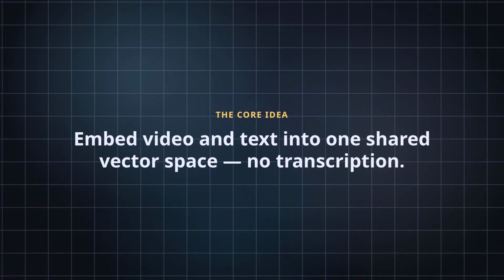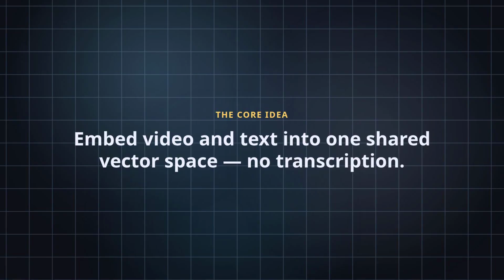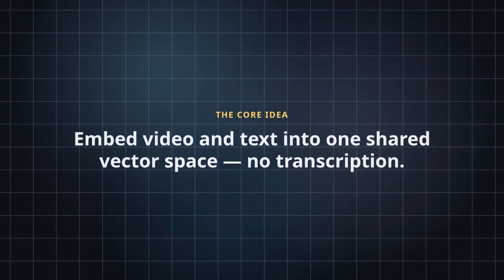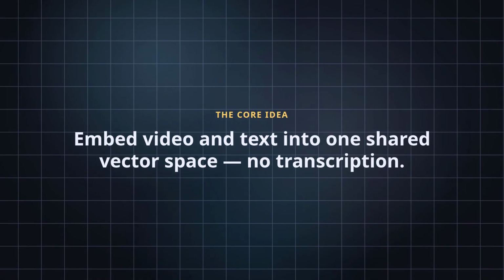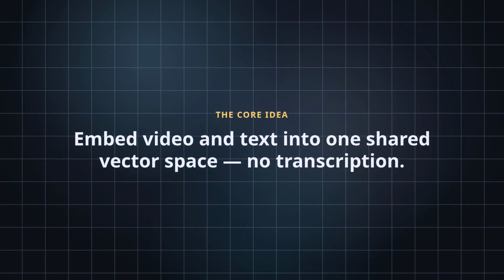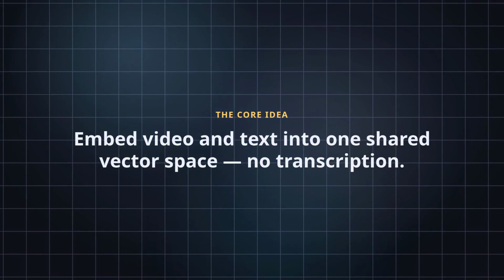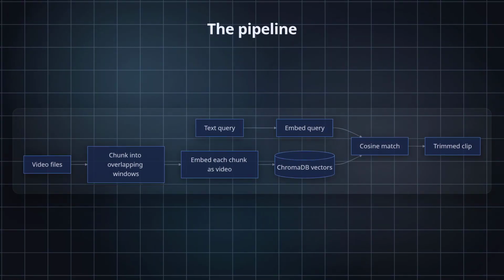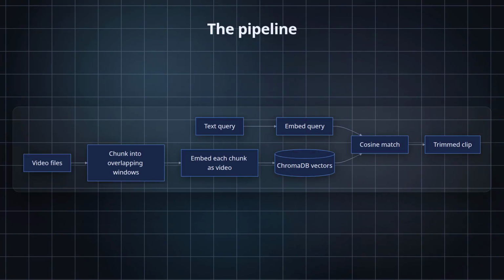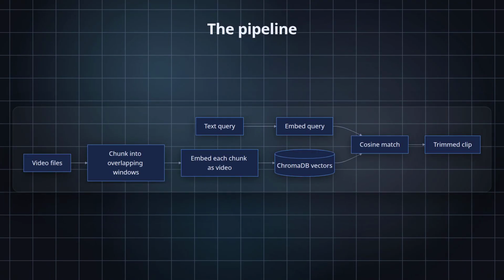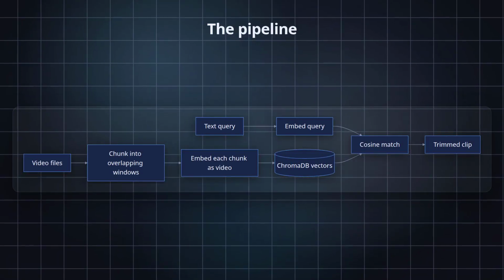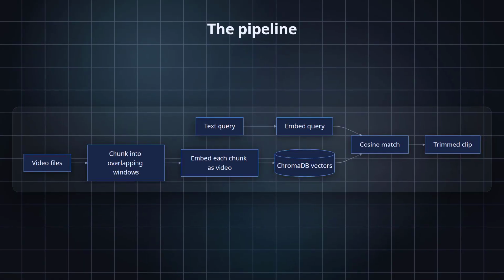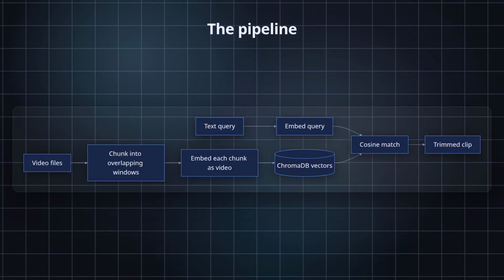The core idea is that modern embedding models can turn raw video pixels and a text query into vectors in the same space. So a sentence becomes directly comparable to a clip, with no transcription or captioning in between. The pipeline is 4 steps. Split each video into overlapping chunks, embed every chunk as video, store the vectors in a local Chroma database, then embed your query and match it against them by cosine similarity.